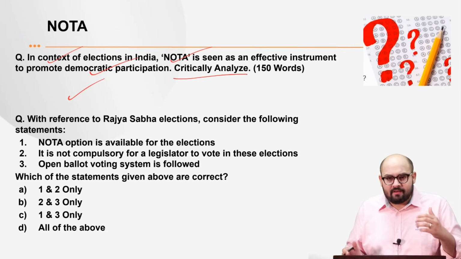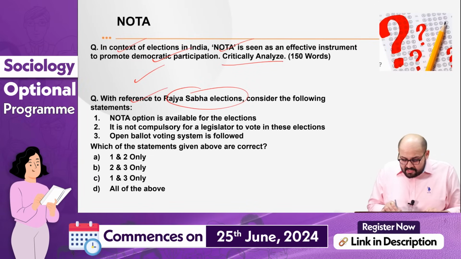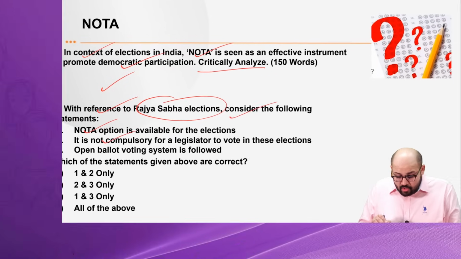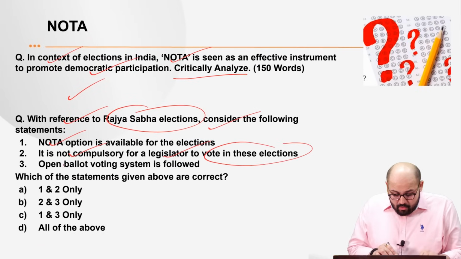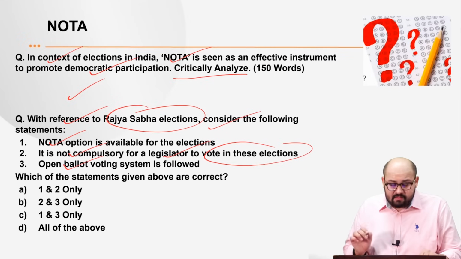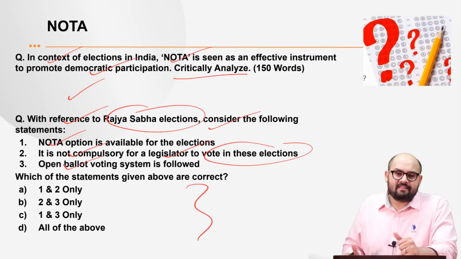Next, we have got a preliminary question which says, with reference to the Rajya Sabha elections, consider the following. The first is, NOTA option is available for these elections. It is not compulsory for a legislator to vote in these elections. Open ballot voting system is followed, right? So do answer this and post your answer in the comment section.